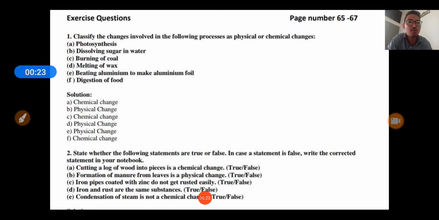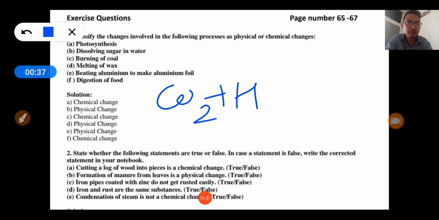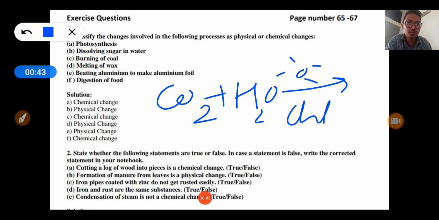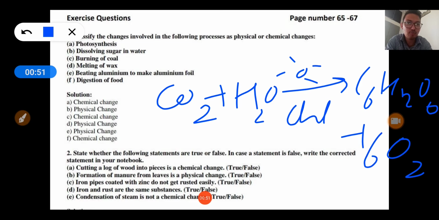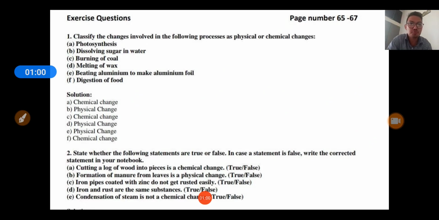Classify the changes involved in the following processes as physical or chemical changes. So part A is photosynthesis. See what happens in the photosynthesis. Carbon dioxide and water vapors in the presence of sunlight and chlorophyll, which is present in the leaves, give rise to glucose, C6H12O6, and oxygen. Okay, 6 molecules of oxygen, 6 molecules of carbon dioxide and 6 molecules of water. So we see in photosynthesis totally new substance glucose is formed. So this process is chemical change.